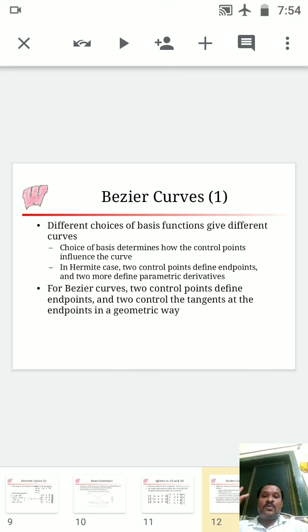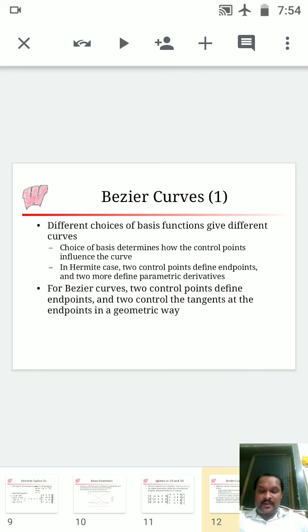In the Bezier curve, two control points define the endpoints and two control the tangents at the endpoints. In a geometry way, here we can draw the tangents of the curve to determine or to draw the line. So that line having the two endpoints, that is the one endpoint and the second, final endpoint. These two endpoints will give you the x0, x1, x2 and x3 continuously.